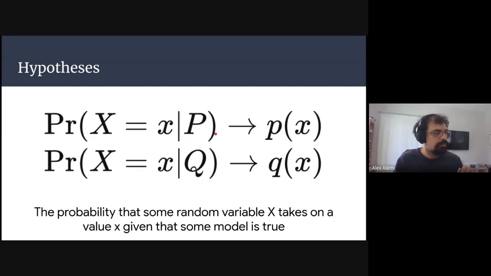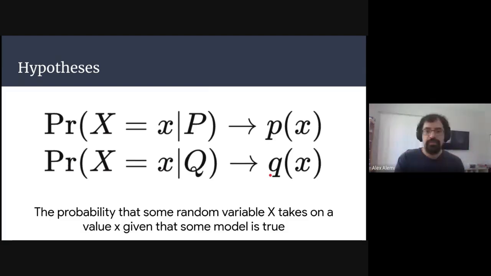To be a simple hypothesis, then we can write the probability that the random variable x takes on the value little x, conditioned on the fact that some hypothesis p is true, as p of x, the probability that the model p assigns to x. And similarly, the probability that some event x takes on the value little x under the condition that hypothesis q is true, I can write as q of x. So I'm trying to turn this discussion about probabilities into just statements about probability densities.